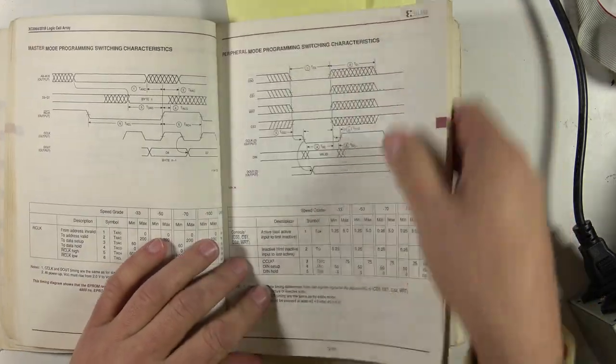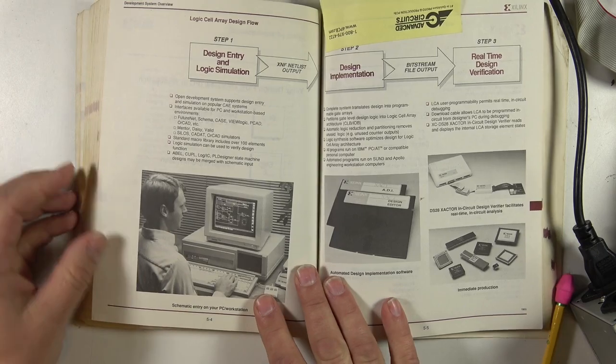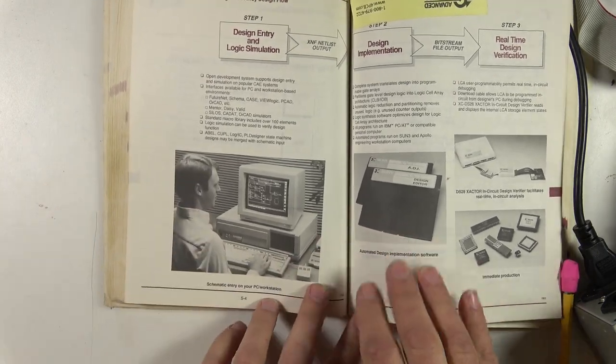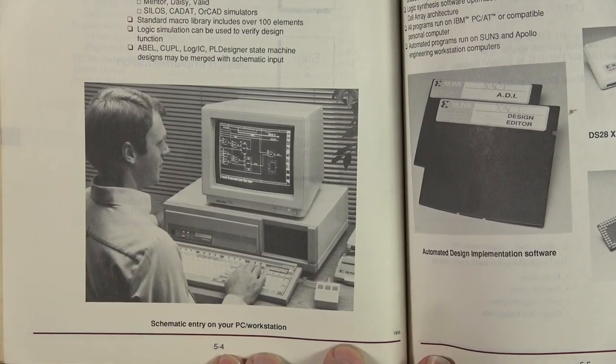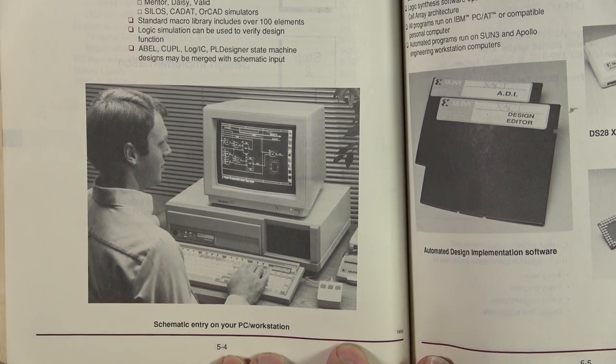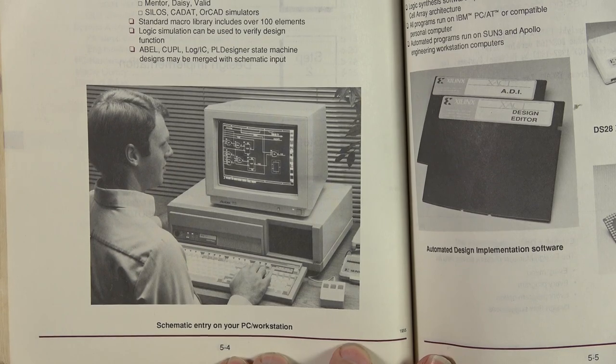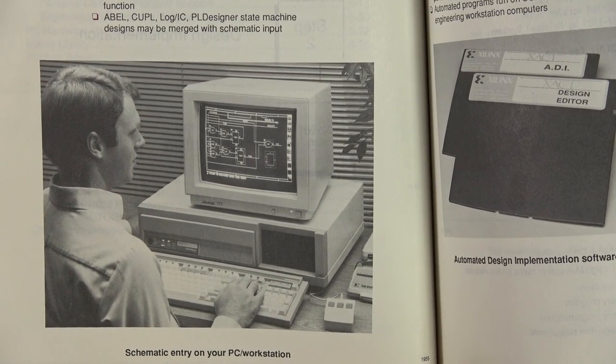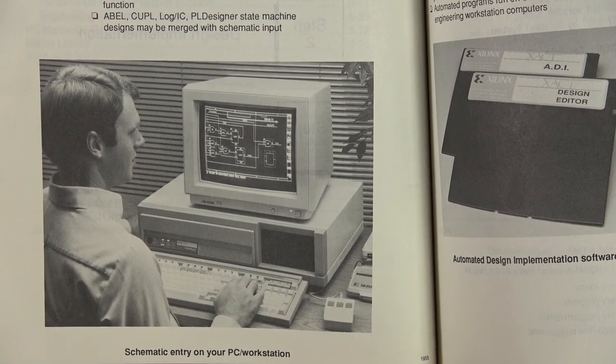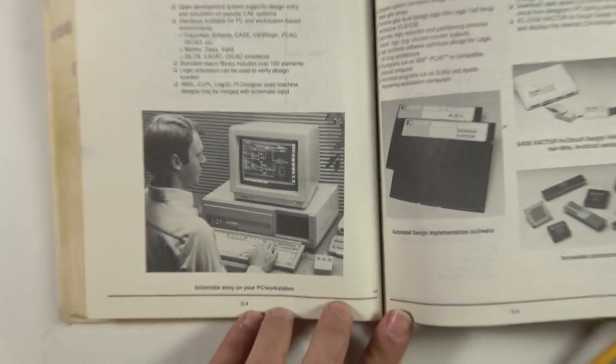Anyway, so you decide you want to program these chips. What do you do? Well, here's the schematic entry on your PC workstation. I don't know what program. That looks like a PC AT, and I don't know what program that is. That might be FutureNet? I don't know. Or Schema? I don't know what that one is.